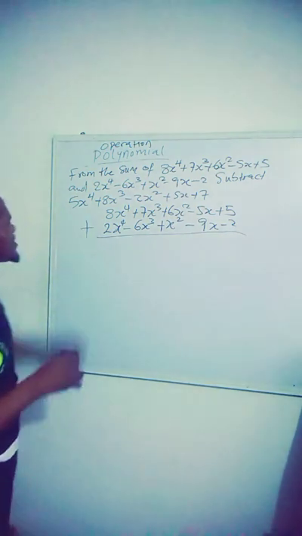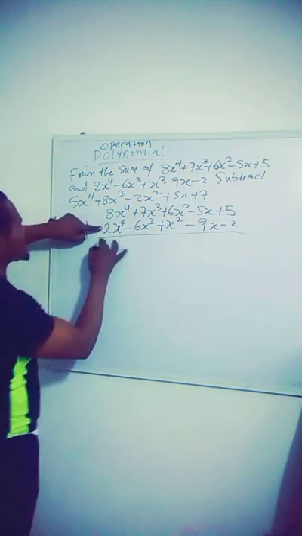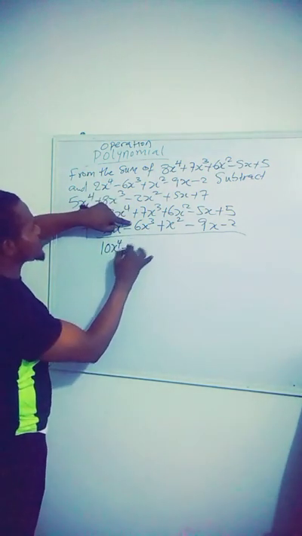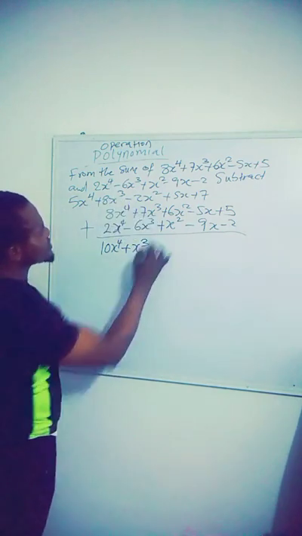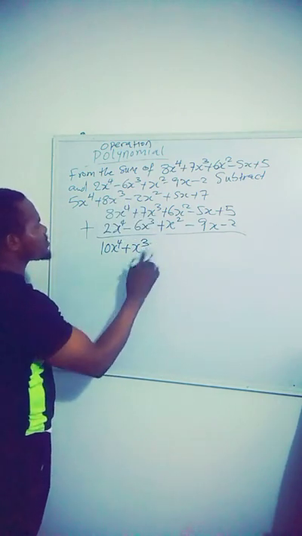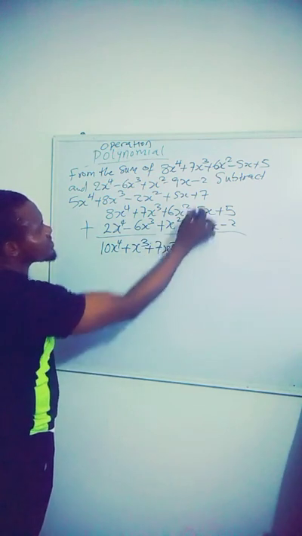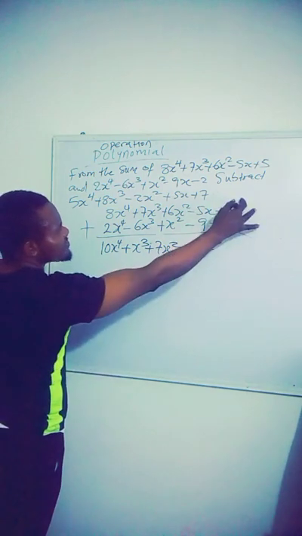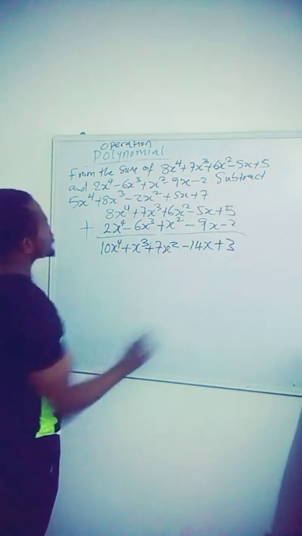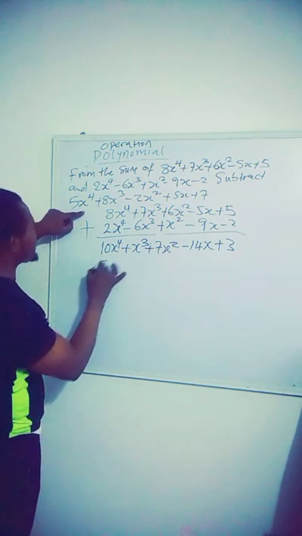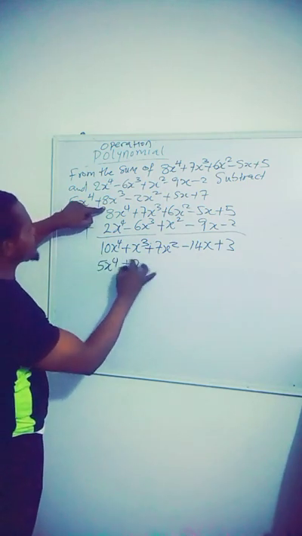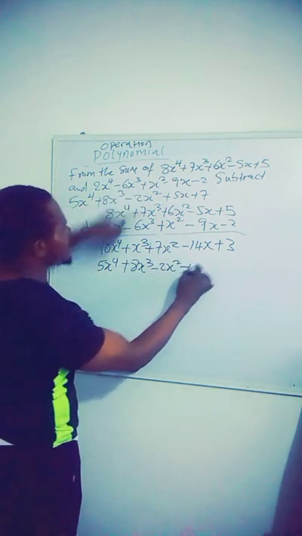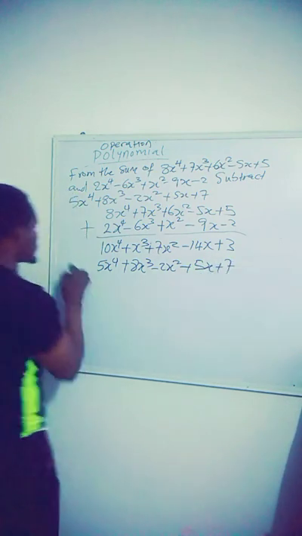Let's add 8 plus 2, that is 10s raised to power 4. 7 minus 6, that is plus s cubed. 6 plus 1, that is 7s squared. 5 minus 9, that is minus 4s. 5 minus 2, that is plus 3. So we are subtracting this from it, and it has 5s raised to power 4, 8s raised to power 3, minus 2s raised to power 2, and plus 5s plus 7. So we are subtracting it.